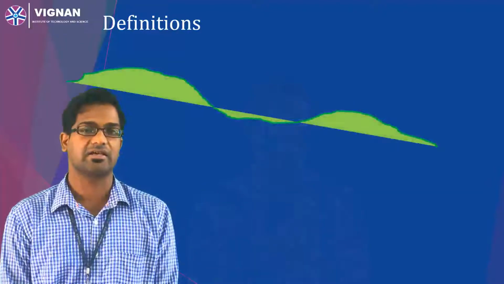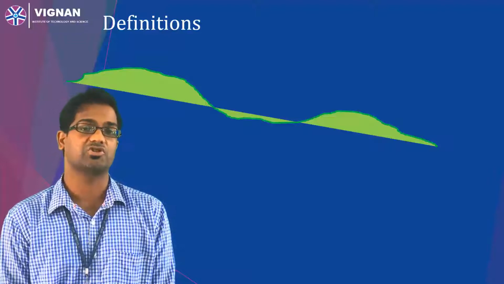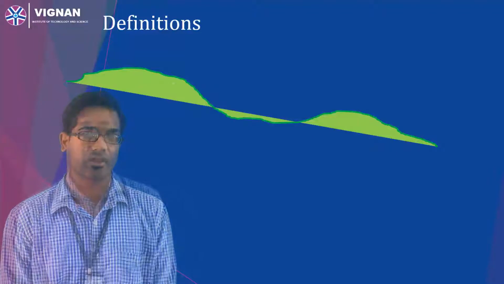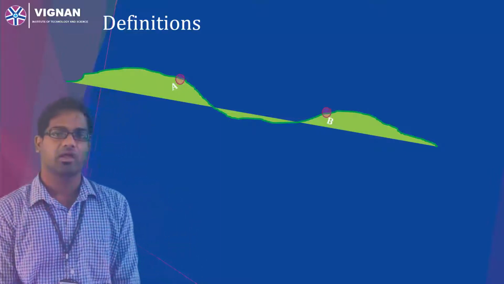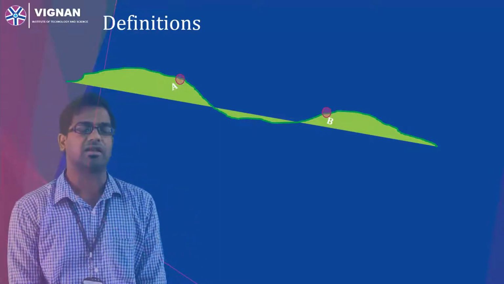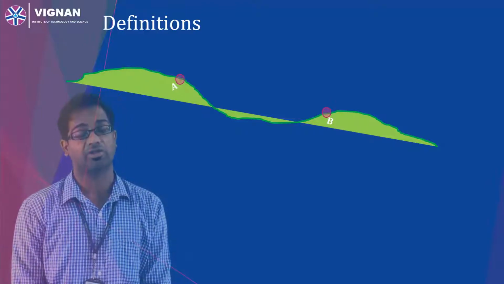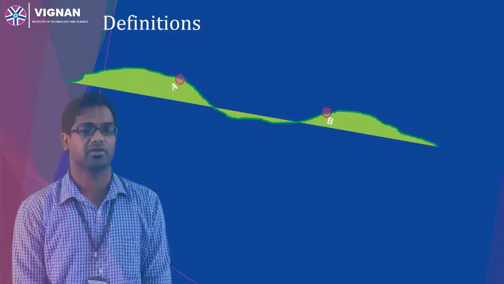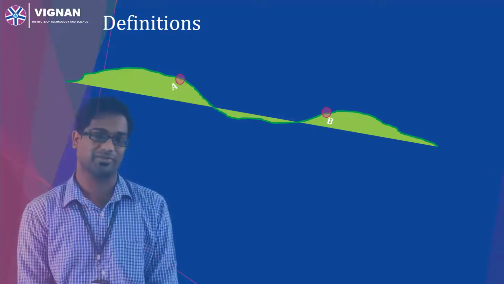Let us consider a land which is undulating, as shown in the figure. The first definition we need to know is, before knowing that, let us assume there are two different points A and B, as shown in the figure, at different locations, and there is also a subsequent level difference between them.